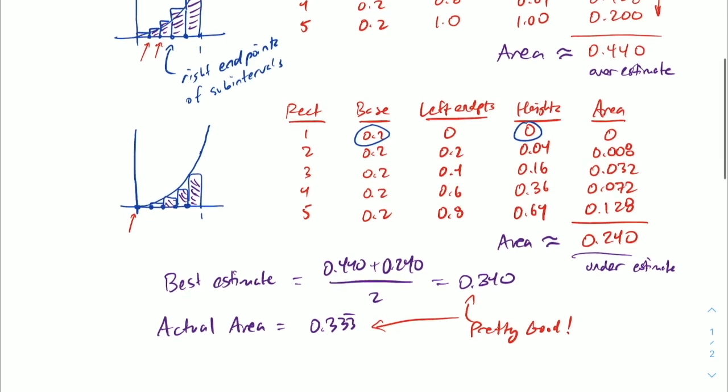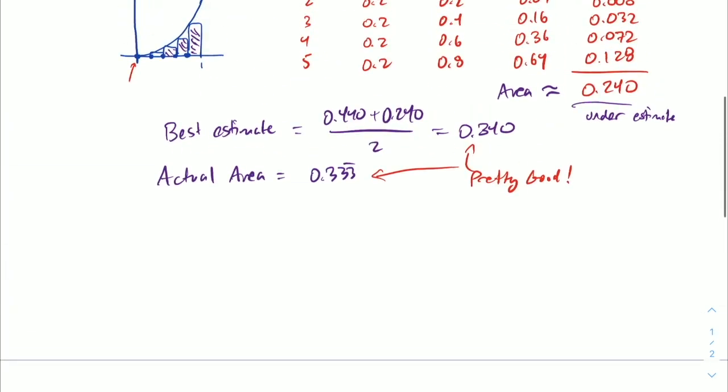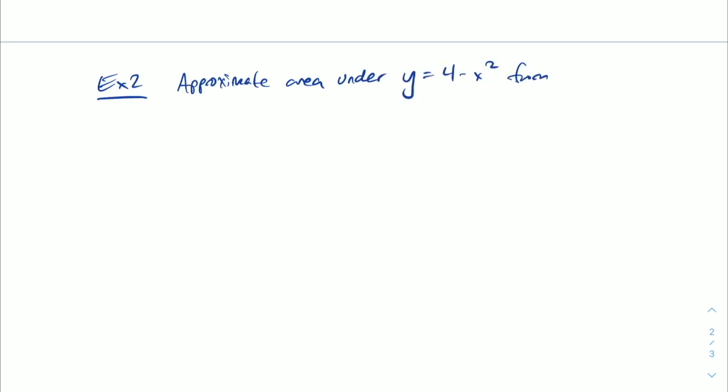All right, let's do another example. Call this example 2. In this example, let's approximate the area under y equals 4 minus x squared over x equals 1 to x equals 2. We're going to use 4 rectangles, and again, we'll use right endpoints.